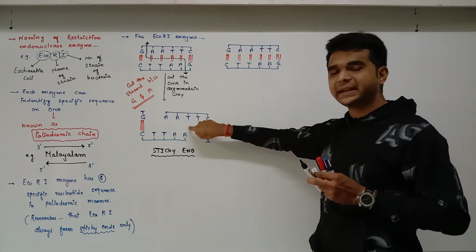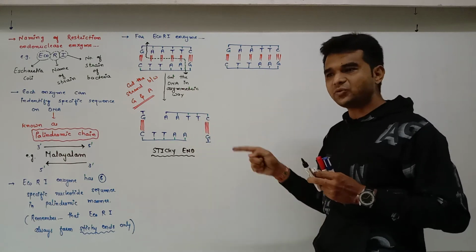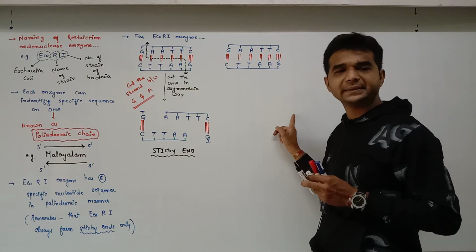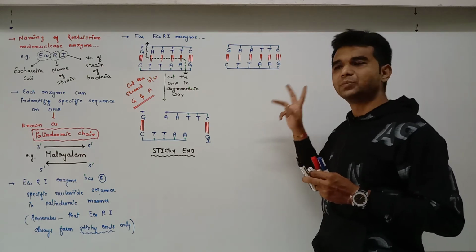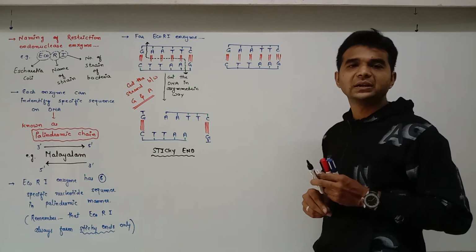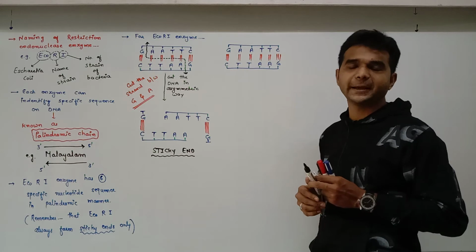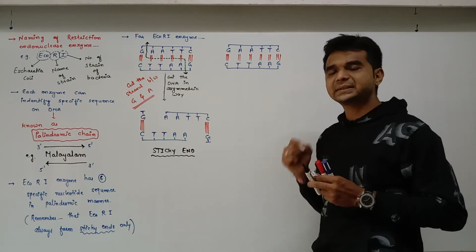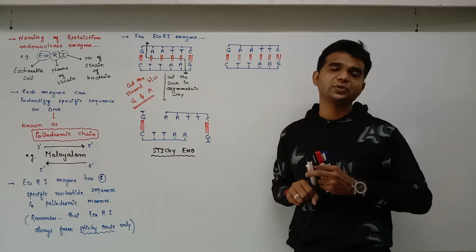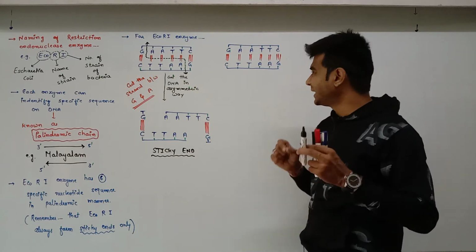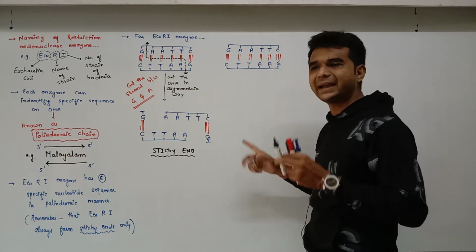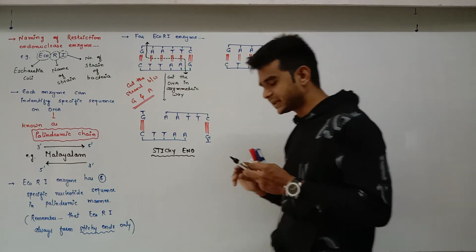EcoR1 is used here in the plasmid. The same EcoR1 is used to cut the DNA from the foreign particle. So both sides, sticky ends are formed. They are joined together with the help of DNA ligase enzyme. And this phenomenon is known as recombinant DNA technology. Now see how blunt ends are formed. This will not happen at all, but I will show you how blunt ends are formed.